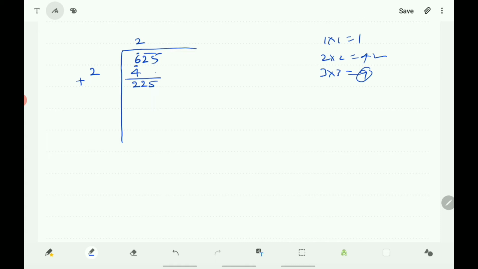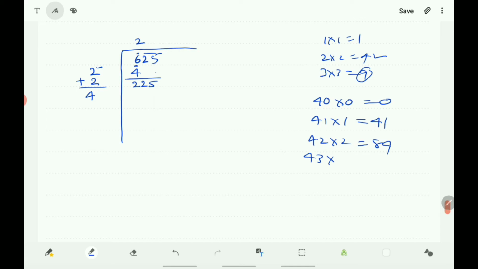Next you double the 2. What you have taken here, 2, you add that 2 here, so it becomes 4. Next, in front of 4 you must put some digit, and you have to multiply that whole number by that digit only. For example, you put 40 into 0, that is 0. 41 into 1, that is 41. 42 into 2, that is 84. 43 into 3, that is 129. 44 into 4, that is 176.